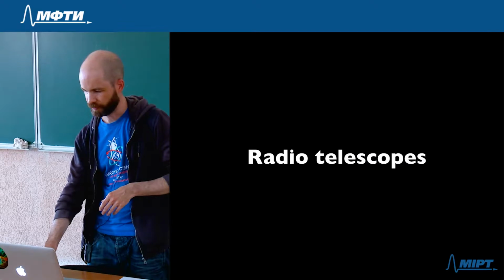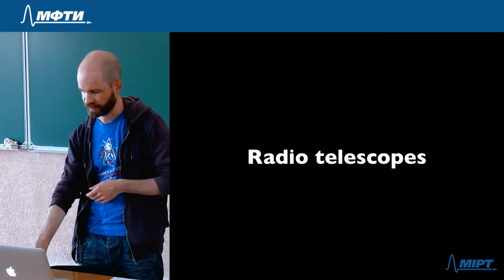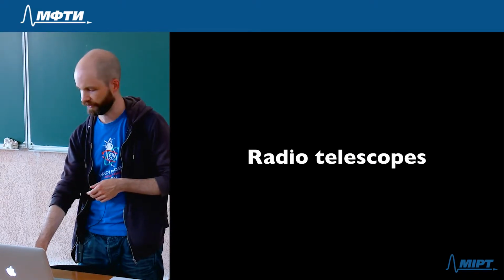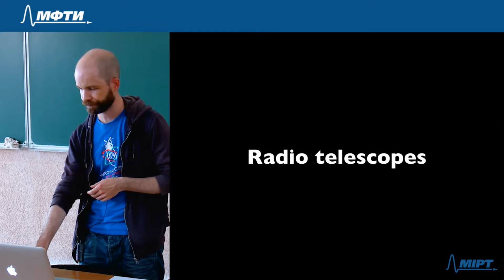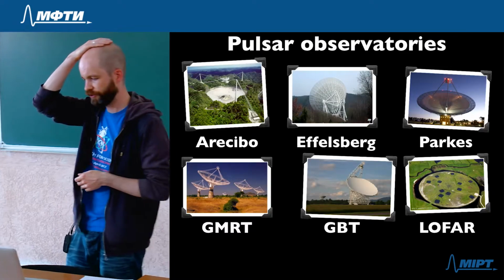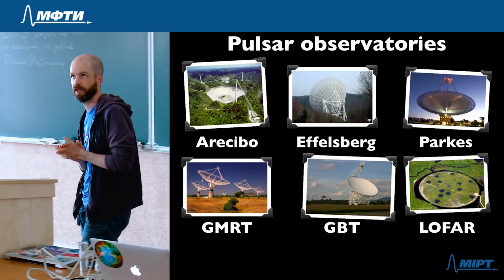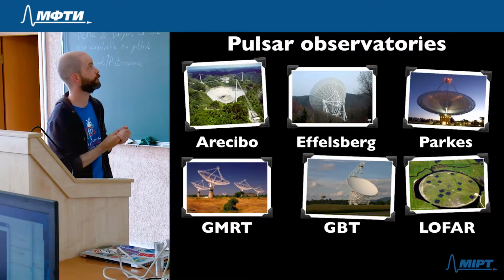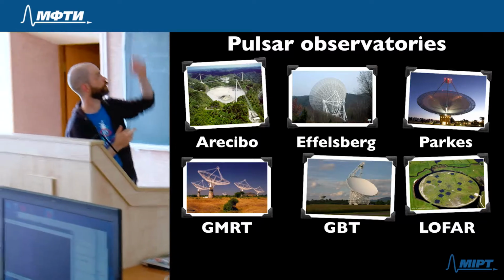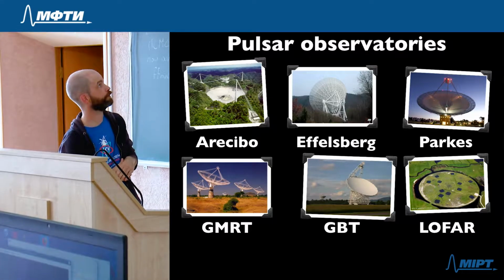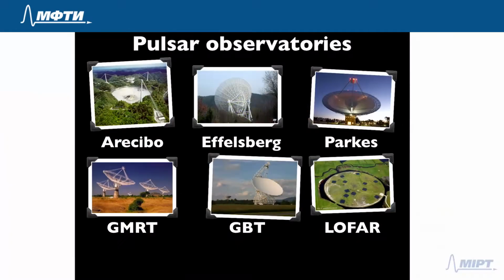Let's talk a little bit more specifically about radio telescopes and some of the concerns for observing pulsars and fast radio bursts. So there are many pulsar observatories in the world. As I'll show you, we have both single dish radio telescopes and interferometric arrays like LOFAR or the Giant Metrewave Radio Telescope in India. So many radio telescopes in the world are observing pulsars.